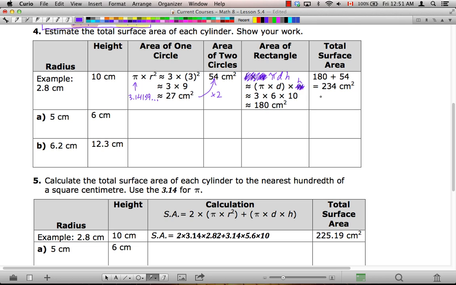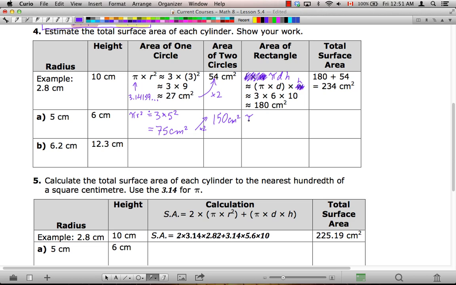And so now we're going to do a similar calculation of our own. So first starting off with pi times r squared. So that would be approximately 3 for pi times the radius, which is 5, and we're going to square that. So 5 times 5 is 25, times 3 would give us 75 square centimeters. And so now if we just multiply this by 2, this gives us 150 square centimeters for the area of the two circles.